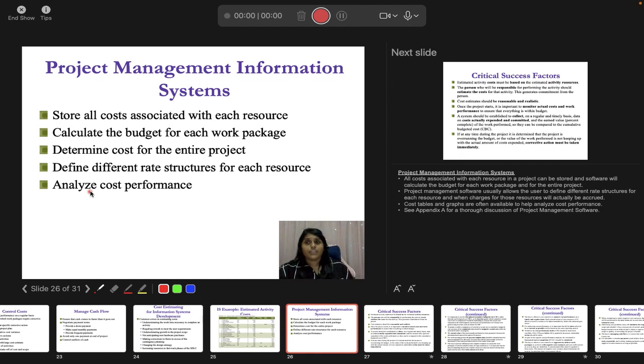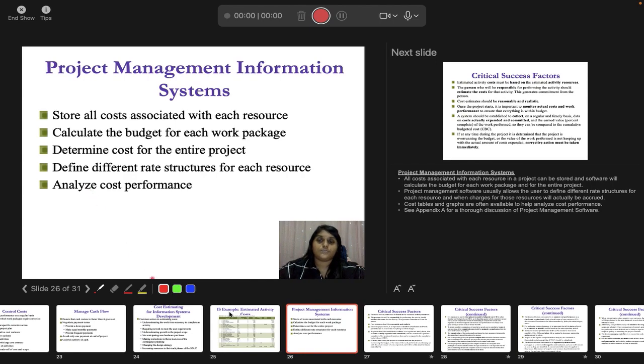Okay, all costs associated with each resource in a project can be stored in software, right? When you are doing a calculation, you no longer use paper, pen and calculator to do that. You want to store all your information in the project management information system, right? You are going to use your Excel, you are going to use your software, your budgeting software and all that, for you to store all this, for you to calculate, for you to determine, for you to define, and for you to analyze your overall performance.